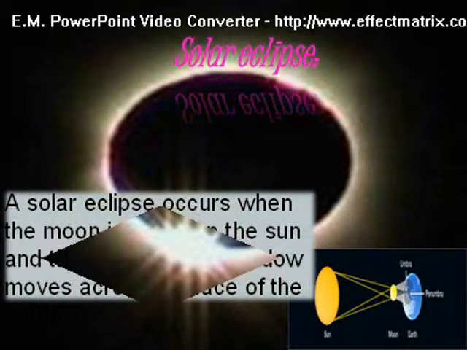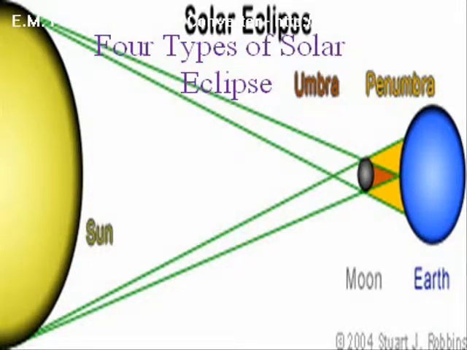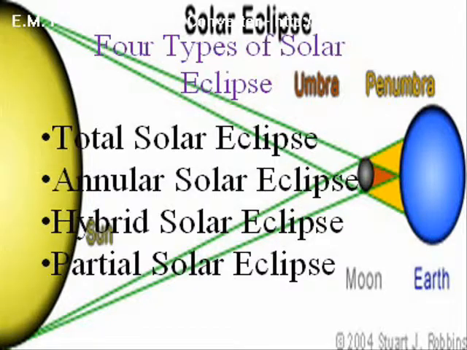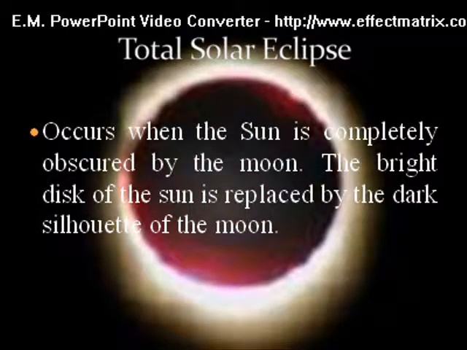A solar eclipse occurs when the moon is between the sun and the earth and its shadow moves across the face of the earth. There are four types of solar eclipse: the total solar eclipse, annular solar eclipse, hybrid solar eclipse, and the partial solar eclipse. The first type is the total solar eclipse. It occurs when the sun is completely obscured by the moon. The bright disk of the sun is replaced by the dark silhouette of the moon.